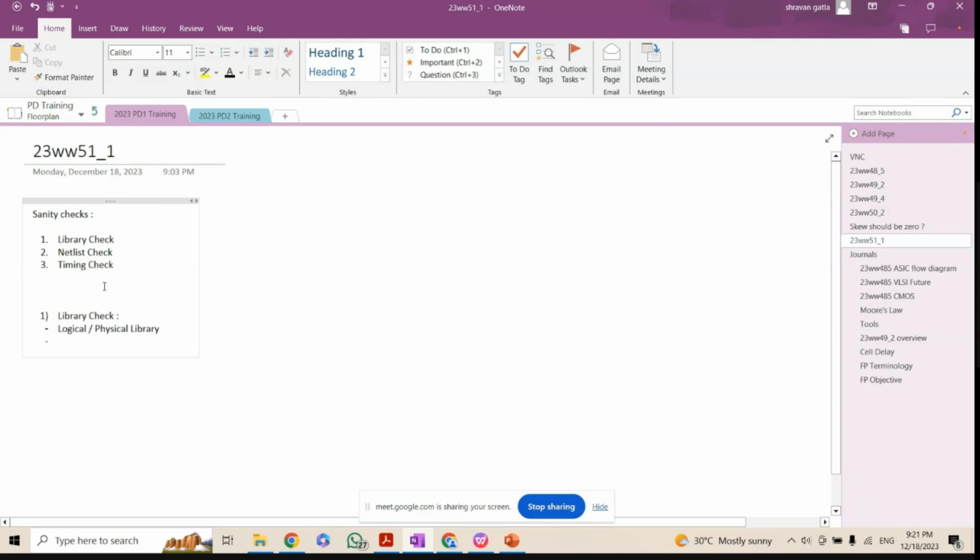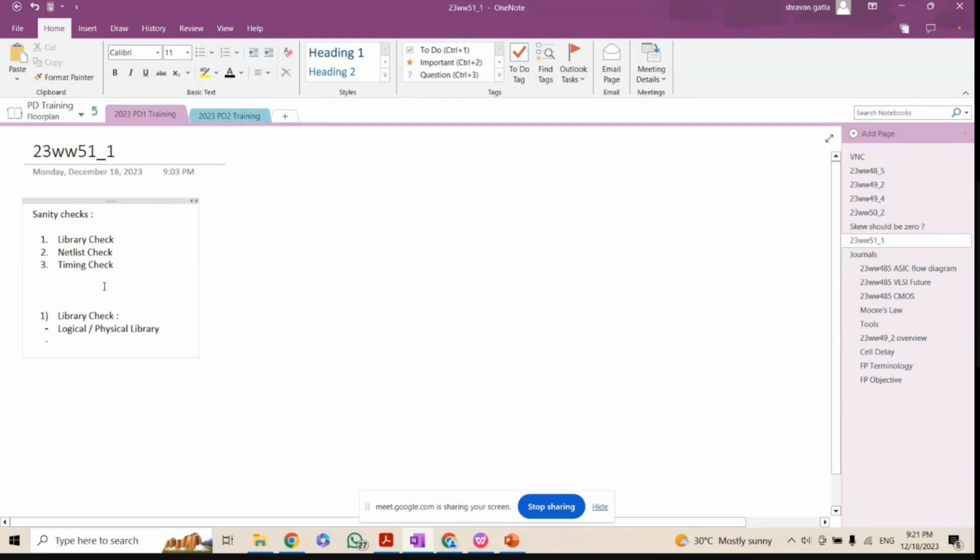It is check underscore design, then underscore netlist. The command will be the same actually. This check design is actually Innovus's command. Maybe the Synopsys command will be check underscore design.